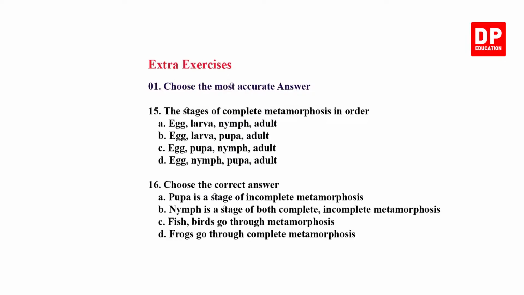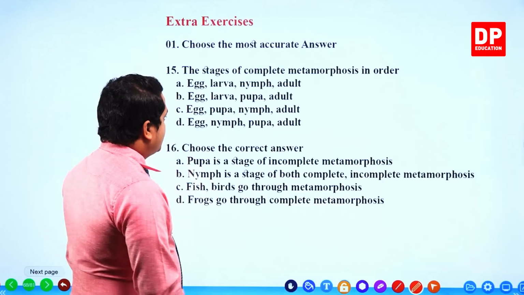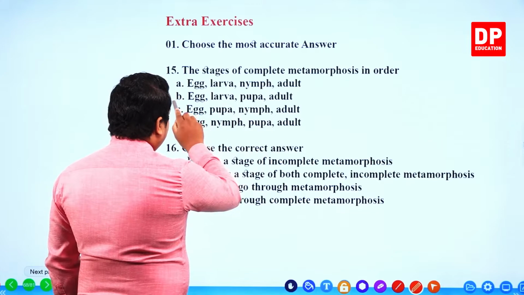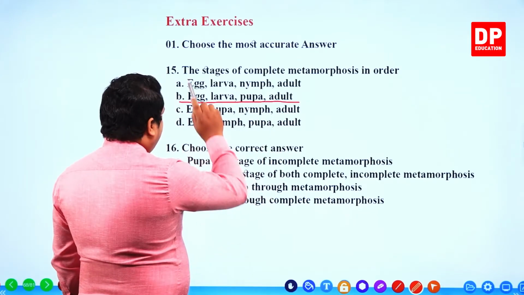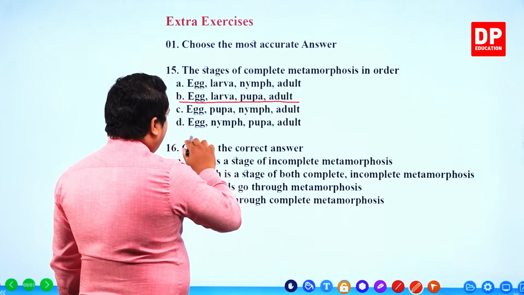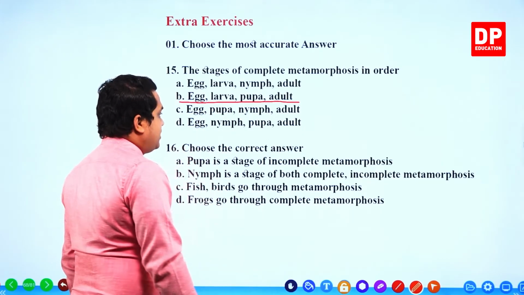Next one. The stages of complete metamorphosis in order. Complete metamorphosis, my dear children: egg, larva, pupa, then the adult. So, egg, larva, pupa, adult. This is our answer. Egg, larva, nymph, incorrect. Egg, pupa, incorrect. Egg, nymph, absolutely incorrect.